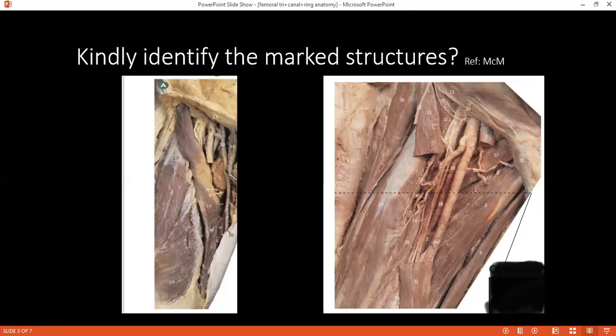Can you please tell me, this femoral triangle continues ahead with another triangle, with another canal? What is the name of it? And what are the boundaries?